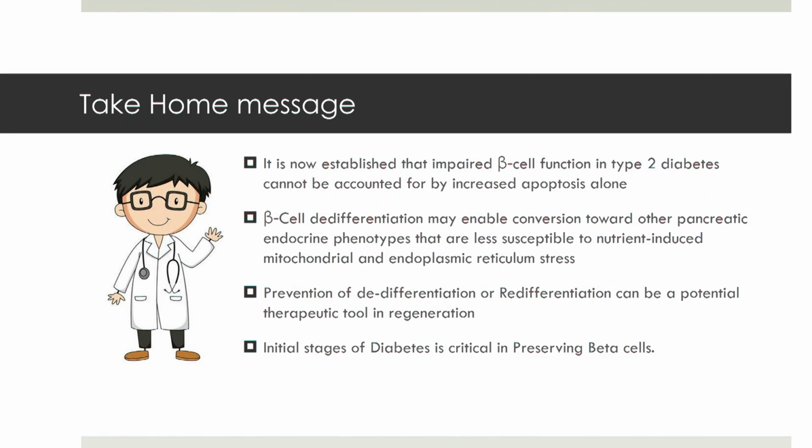So this is my final slide. It is now established that impaired beta cell function in type 2 diabetes cannot be accounted for by increased apoptosis alone. There are some dormant beta cells, or what I would call hibernating beta cells, or dedifferentiated beta cells, which are still there. Beta cell dedifferentiation may enable conversion towards other pancreatic endocrine phenotypes, and prevention of dedifferentiation or redifferentiation can be a potential therapeutic tool in regeneration. And the initial stage of diabetes is very, very critical in preserving the beta cell. What they say is that within 6 years of onset of diabetes, you still have dedifferentiated beta cells which are alive, and if you are able to reduce your weight and control your blood sugar, there is every probability of regenerating your beta cells. There's nothing like regenerating your native cells.